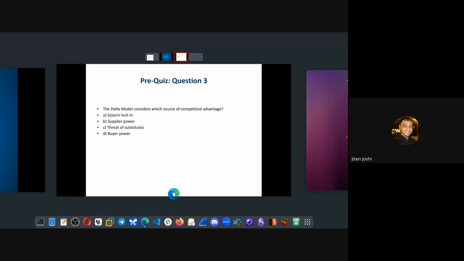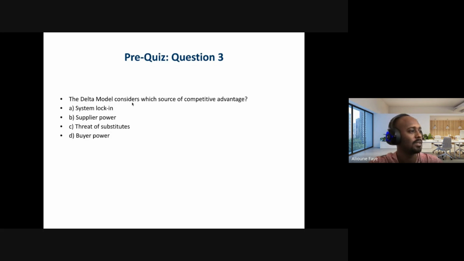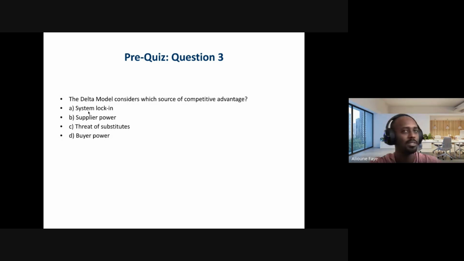Yeah, but okay, remember the Delta model is the triangle, right? So in the triangle, you have your system lock-in at the top, you have your best customer experience, and then your best product. So the Delta model considers which source of competitive advantage? System lock-in, supplier power. Okay, so we have supplier power and system lock-in.